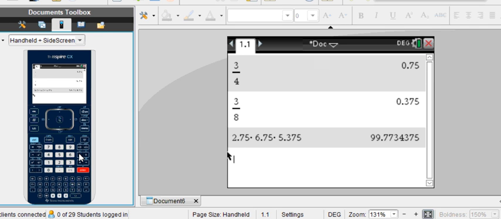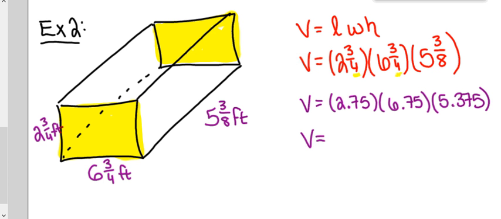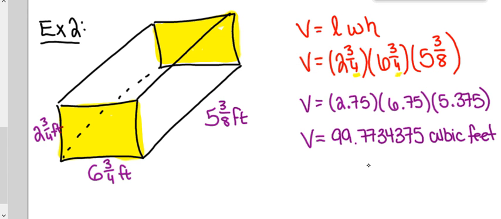So I find that the volume of this particular rectangular prism, or this box, is 99.7734375. And it's either cubic feet or that same value and then feet raised to the third power.